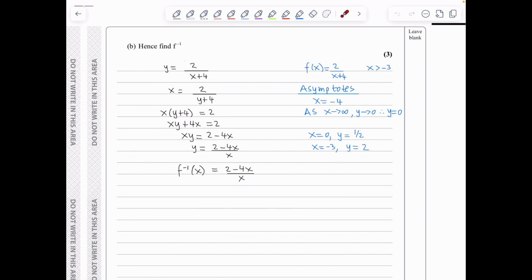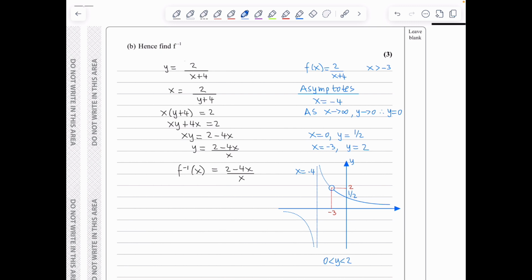So starting with my axis, we've got the vertical asymptote at x is negative 4. The graph looks something like this, cutting the y-axis at a half. It's restricted here at negative 3, at which point y is 2, and we're only looking on the right-hand side of this. So we can see that the output of f of x lies within this corridor between 0 and 2, and therefore the range of f of x is 0 less than y less than 2.